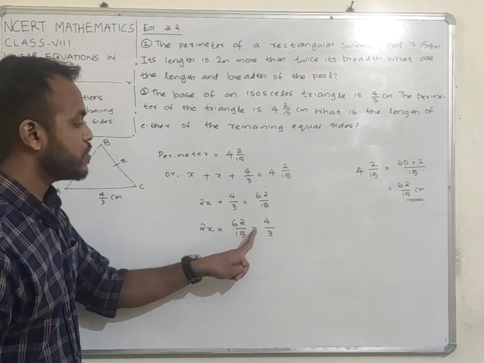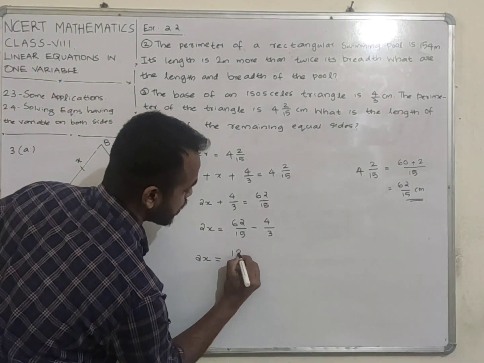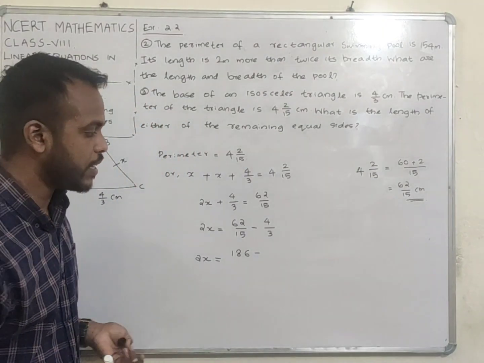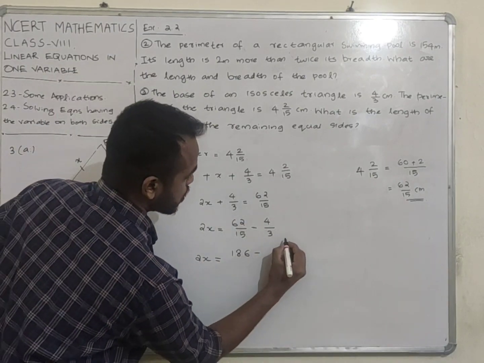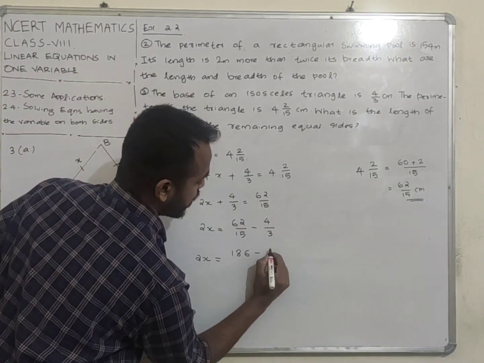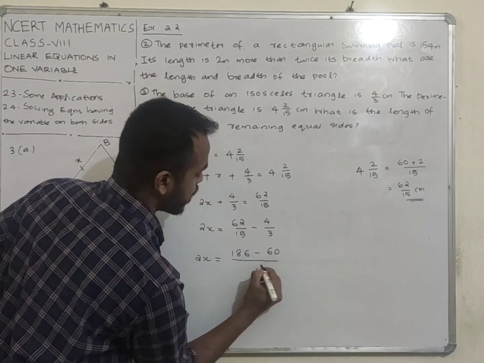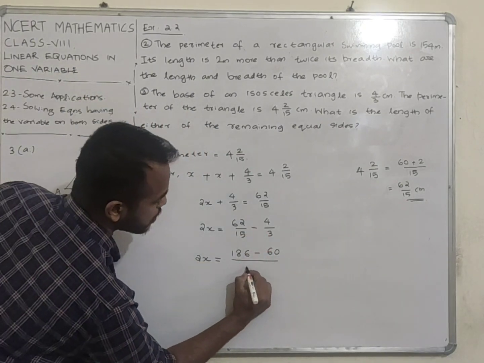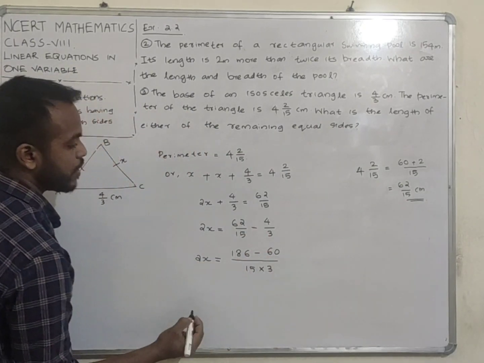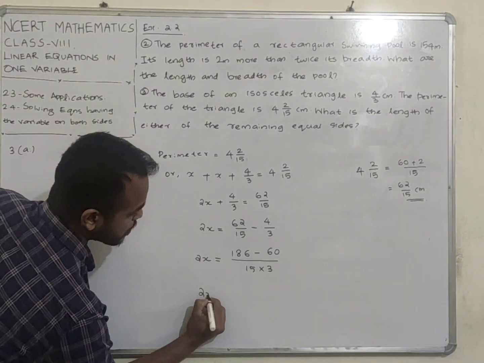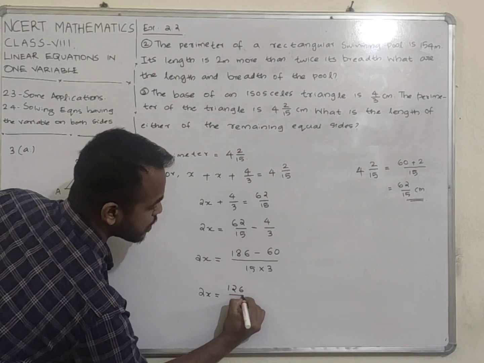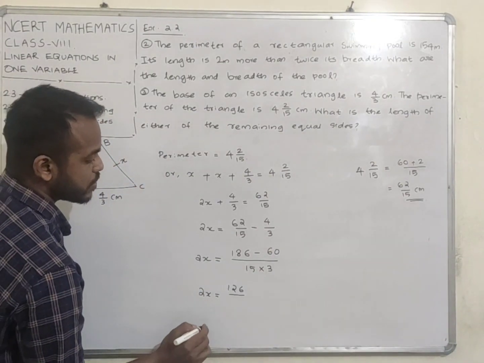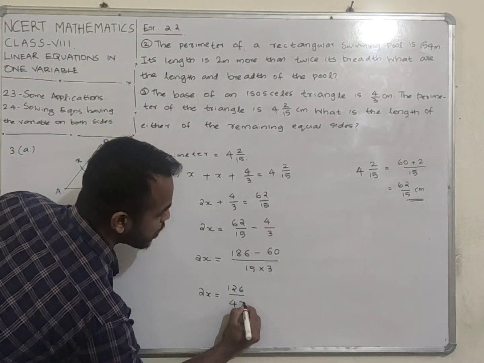What is 62 into 3? It is 186, I think. Make sure it is right. Now 62 into 3 is 186, minus 4 into 15 which is 60, whole divided by 15 into 3 which is 45. We can do it in the next step. So 2x is equal to 186 minus 60, which is 126, divided by 15 into 3, which is 45.